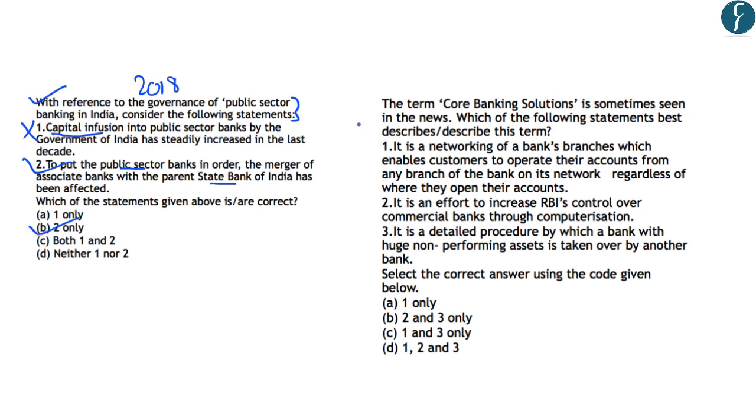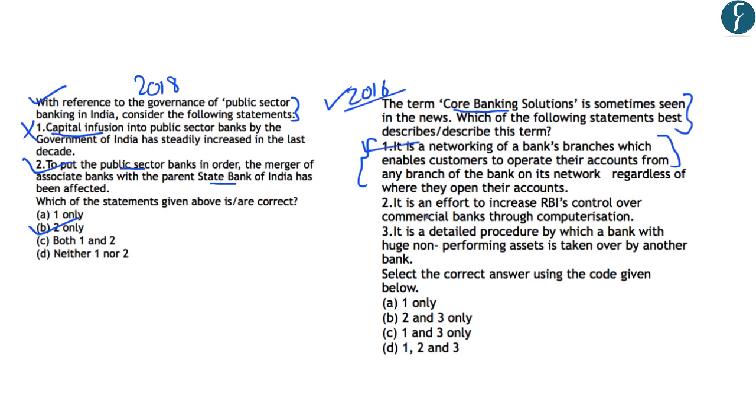Now, further in this article, we have read that the first 3 banks were merged because of technological compatibility, and they are working on the Finacle core banking solutions. And previously, in the year 2016, a question was asked which read, the term core banking solutions is sometimes seen in the news. Which of the following statements best describes this term? So the first statement is that it is a network of a bank's branches which enables customers to operate their accounts from any branch of the bank on its network, regardless of where they opened their accounts. And this precisely is the definition of core banking solutions.